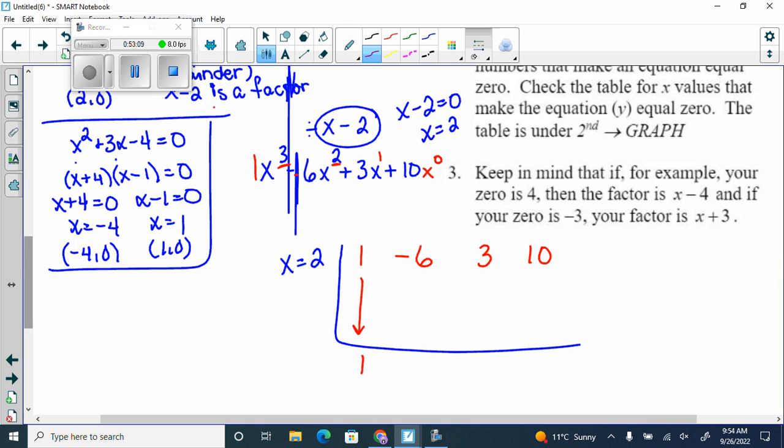Now, all we're going to do from here is multiply, then add. Multiply, then add. Multiply, then add. Okay? So we go 2 times 1 is 2. It comes up here. We're done multiplying, so what are we going to do? Add. What's negative 6 plus 2? Negative 4. We're done adding, so we're going to multiply. What's 2 times negative 4? Negative 8.